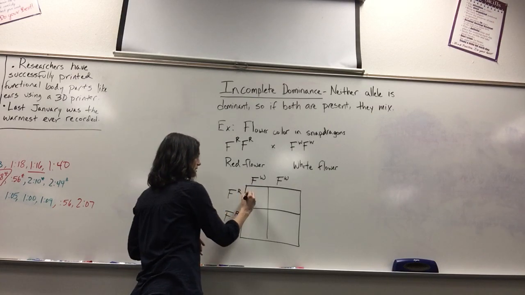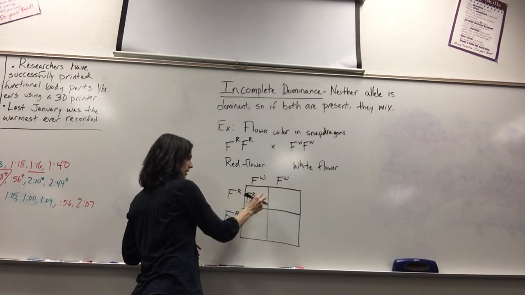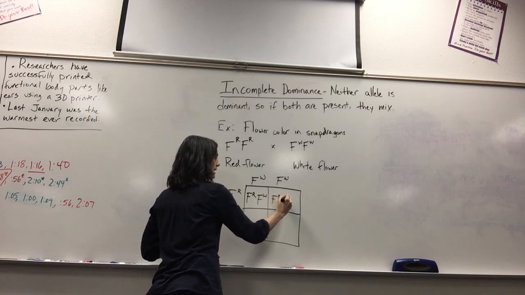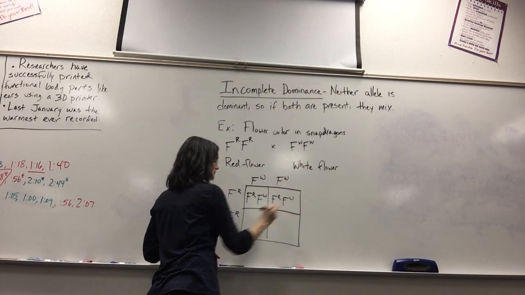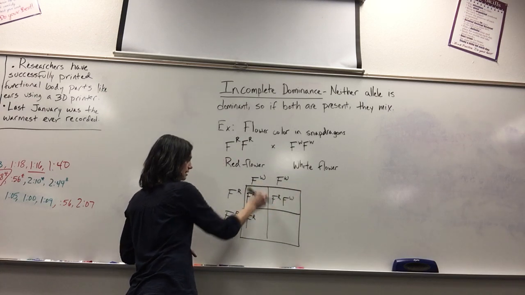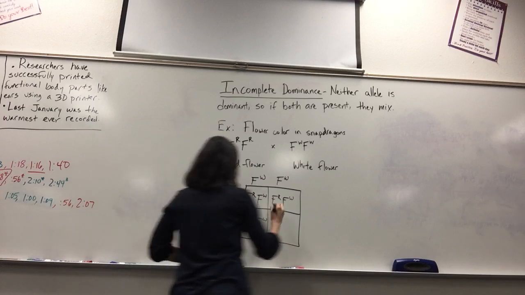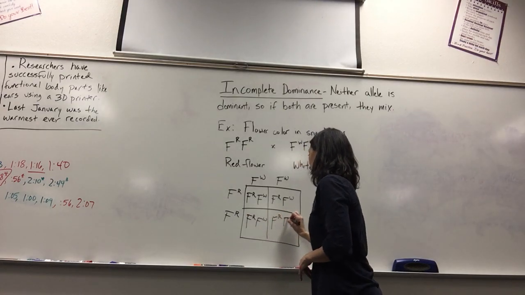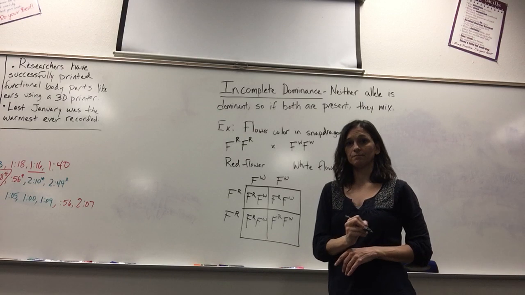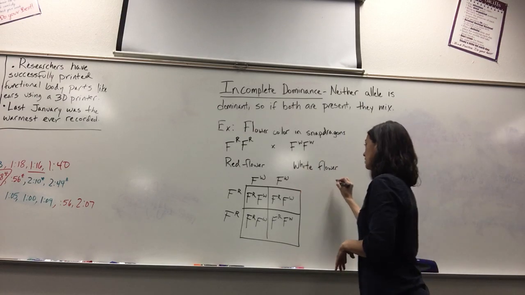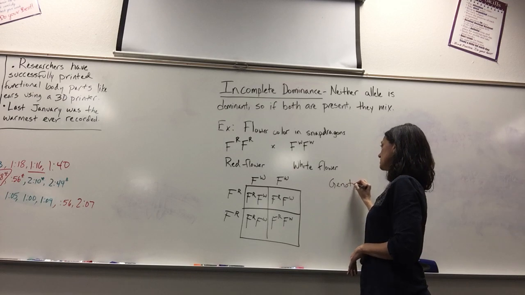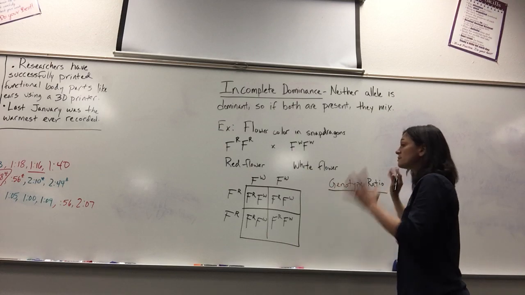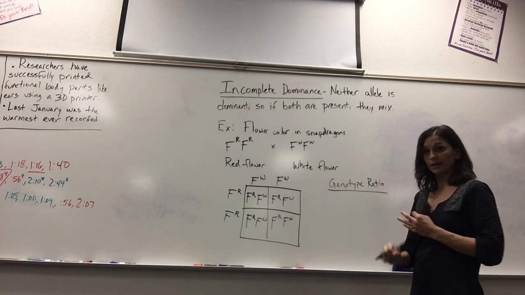So I have an F^R from here, and I have an F^W from there. Same thing here, an F^R from here, and an F^W from the top, and my final box is going to look exactly the same. F^R from the left, F^W from the top. When I'm writing out my genotypic ratios, in the past we always listed the dominant first. But in this case, nothing is dominant. So once again, I'm going to follow the rule of keeping it alphabetical.